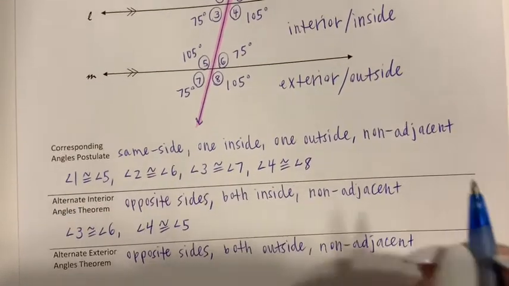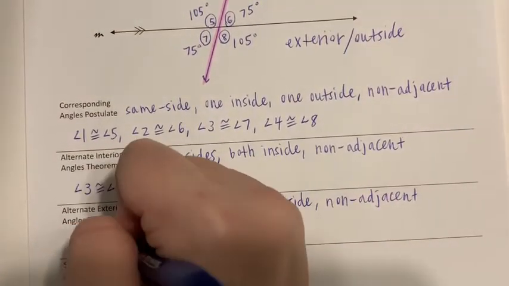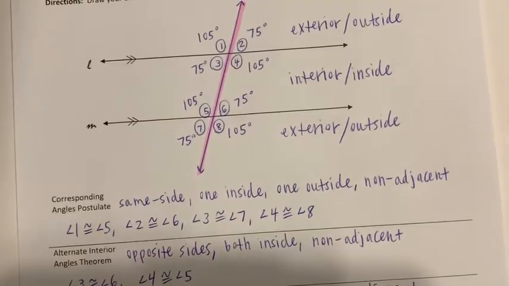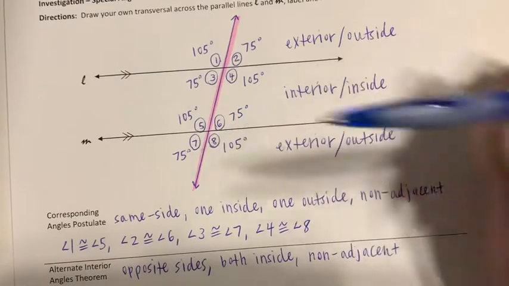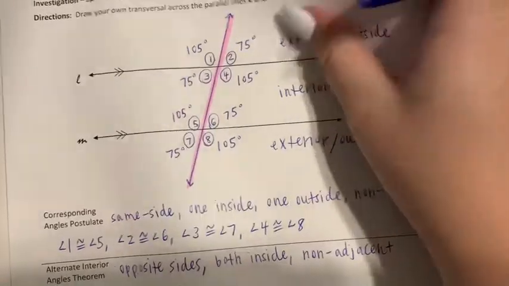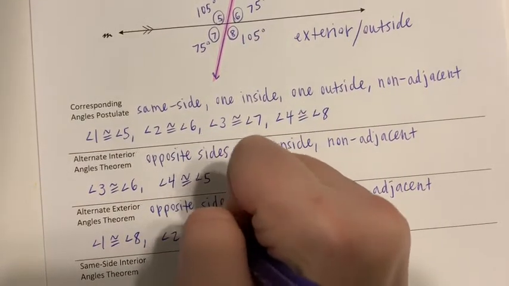So I can say angle 1 is congruent to angle 8. And the other pair, instead of looking at 1 and 8, would be angle 2 and angle 7. So I can also say angle 2 is congruent to angle 7.